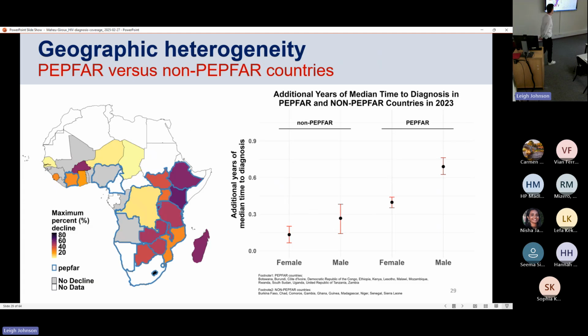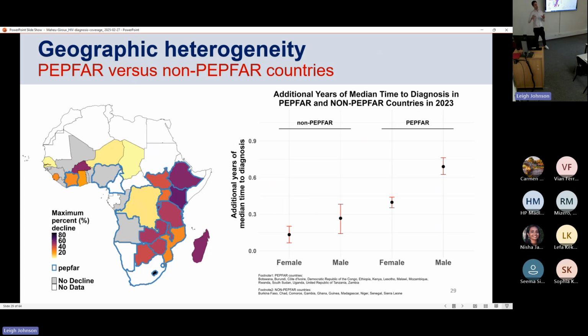And then we can look also at geographic heterogeneity. So this is the map with the decline. It's just the same that I've shown before, but we've highlighted the countries that were supported by PEPFAR, because PEPFAR really tried from 2017, 2018 onwards to optimize HIV testing services in those countries. And we see that the big impact that we have on time to diagnosis was mostly observed in PEPFAR countries, where we had the biggest decline in total testing.